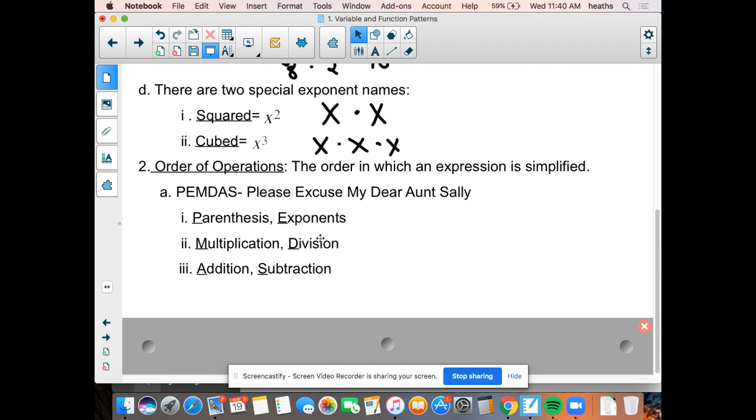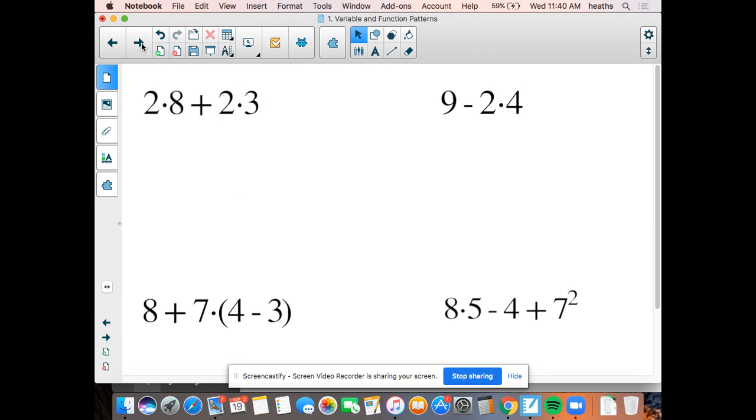So let's switch over and do 4 order of operation problems, kind of applying some of the skills that we talked about a second ago. Okay, so this first problem, what we have is 2 times 8 plus 2 times 3. Okay, so how do we simplify this? The first thing we need to do is think about our "please excuse my dear Aunt Sally," right? So do we have parentheses or exponents? Okay, in this problem, I don't see any. There's no parentheses and there's no exponents.